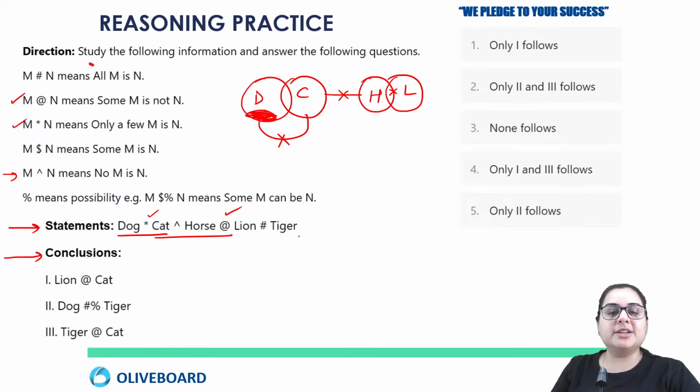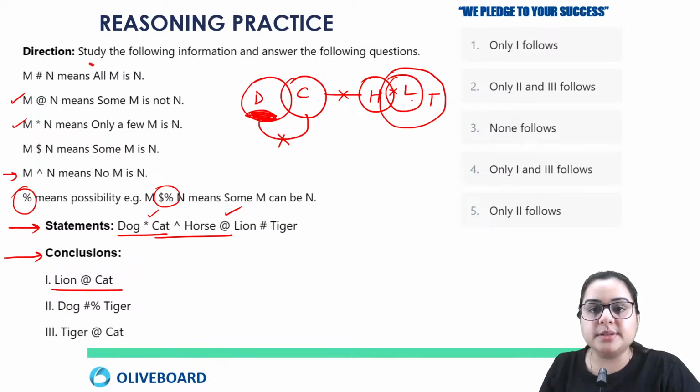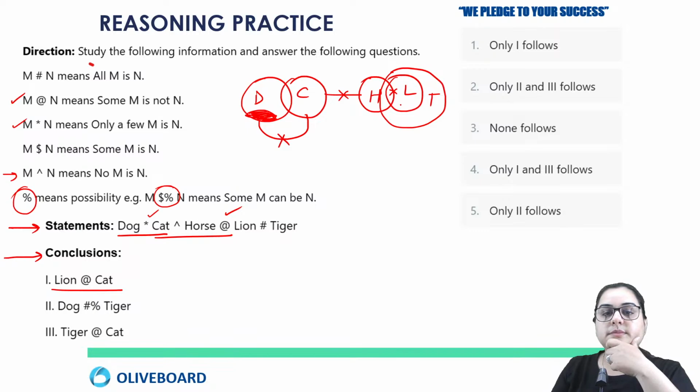Next is lion hash tiger. Hash means all lion are tiger. So this is your diagram here. So the conclusion: first is at the rate. What does this at the rate mean? In the last you also have percent, that means possibility. If there is a combination of two symbols, then percent means possibility. So the first one is lion at the rate cat. At the rate means some lion is not cat. So is that correct?